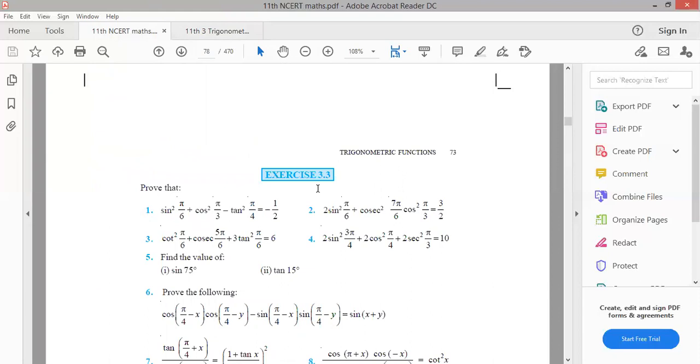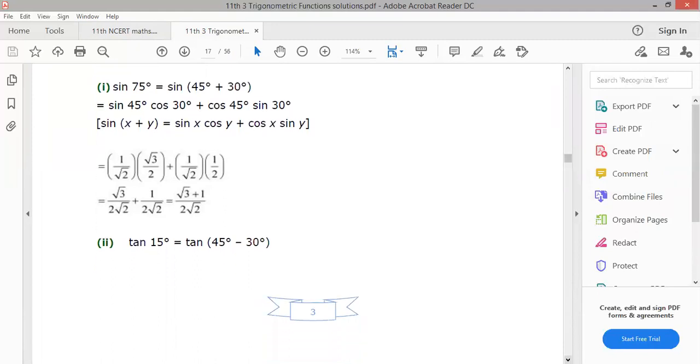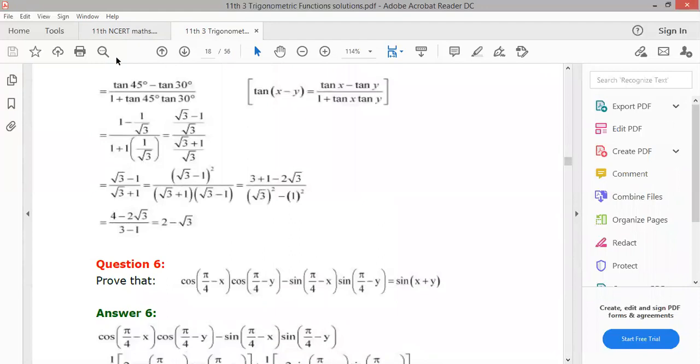Next one is tan of 15 degrees. You can write it as 45 minus 30. Yes, it's 45 minus 30, and use the formula tan of A minus B and solve this.